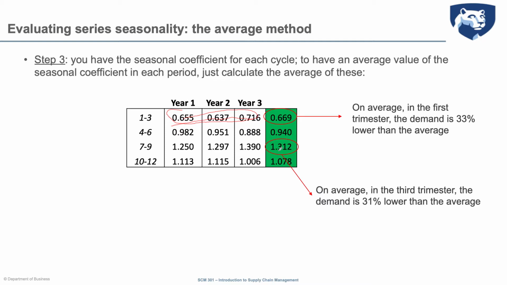So if your question is whether the demand is systematically higher or lower than the average, your answer would be: it is systematically lower than the average on period 1 of the cycle. It is systematically higher than the average on period 3 of the cycle, and on period 2 and 4, instead, the demand is around the average.